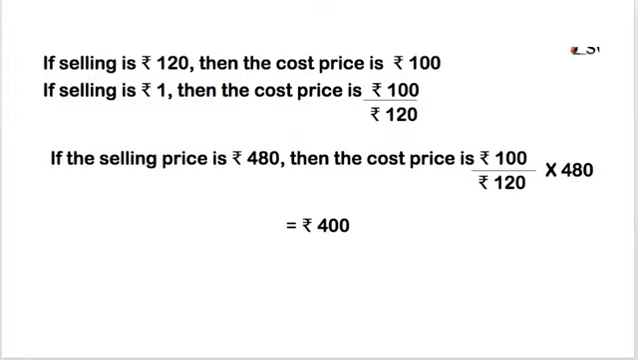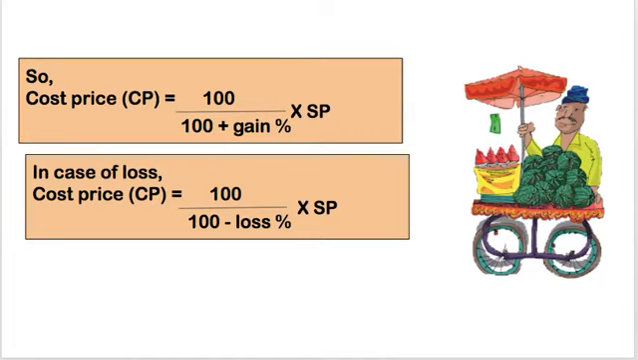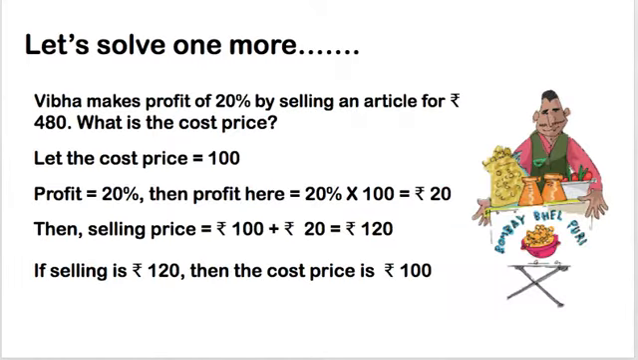Do try it once, and if you have any doubt, you can just ask. I'll be solving them also. In case you are not able to understand, do let me know. Then we can have direct formulas from this equation. That is, when you are given a gain and you do not know the cost price but the selling price is given, you can directly use the formula 100 divided by 100 plus gain into selling price. Now let's go back to the question. What was the formula?